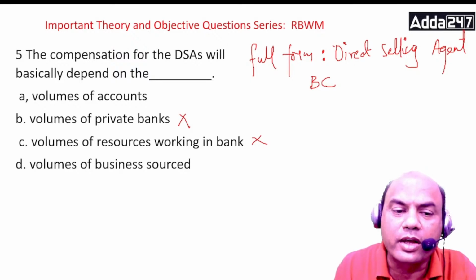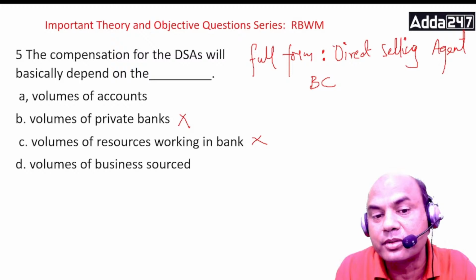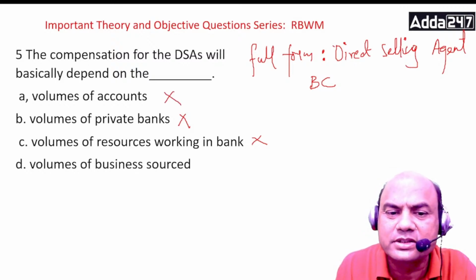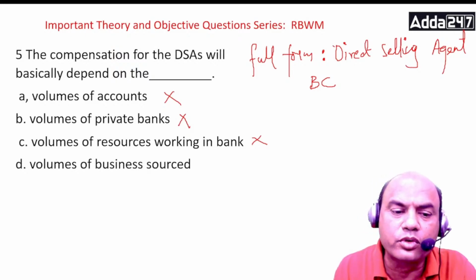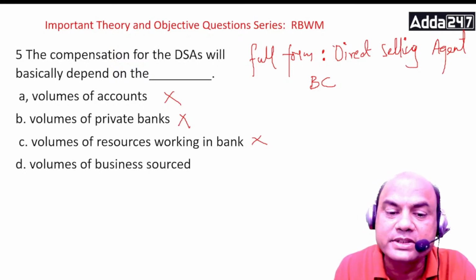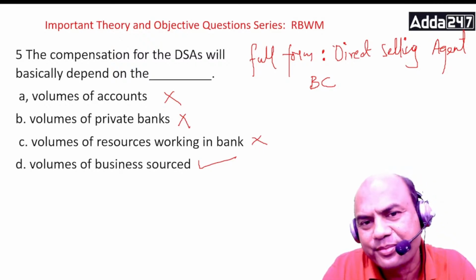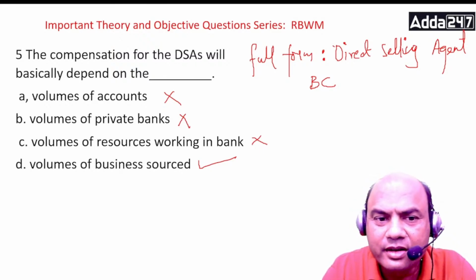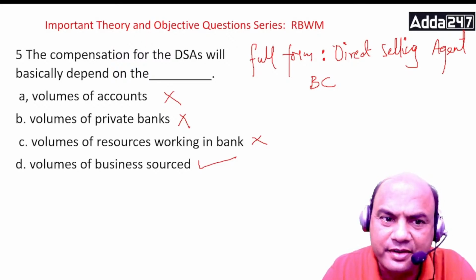If this had been volume of accounts by DSA, then it would have been a confusion. But here there's no confusion. DSA should not be concerned with it. DSA should only be concerned with the volume of business sourced. What is the business he or she has brought in? That's it. The DSA's job is only that much, isn't it?